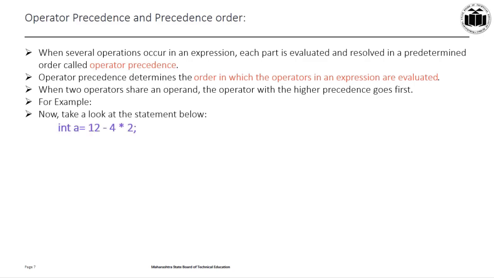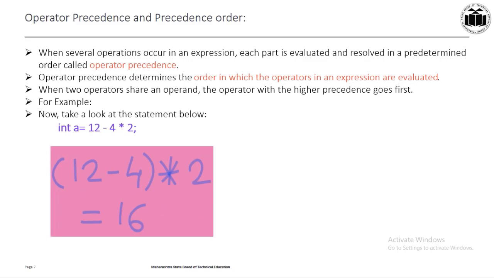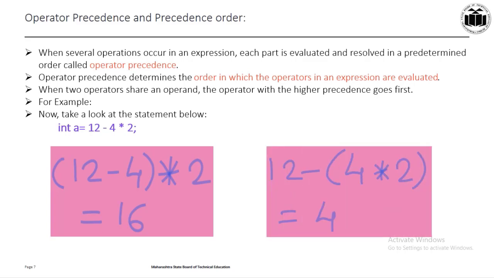For example, int a is equal to 12 minus 4 multiplied by 2. Now, what will be the value of variable a? Will it be, inside the brackets, (12 minus 4) multiplied by 2, which is equal to 16, or will it be 12 minus, inside the bracket, (4 multiplied by 2), which is equal to 4? So the answer is 4, because when two operators share a common operand, 4 in this example, the operator with the highest precedence is operated first. In our example, the precedence of the multiplication operator is higher than the subtraction operator. Hence the multiplication is performed before the subtraction and hence the value is 4. In this way, you can apply the precedence order.